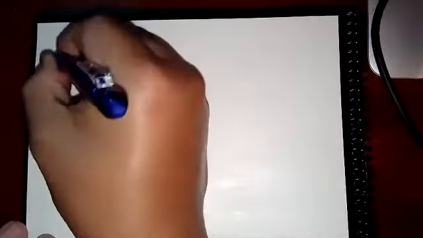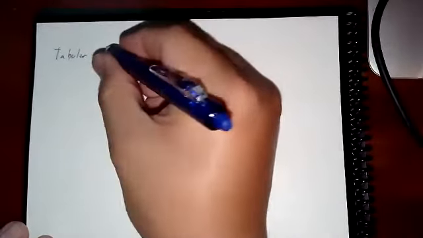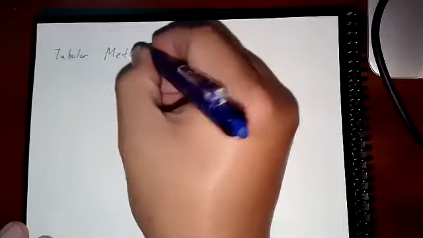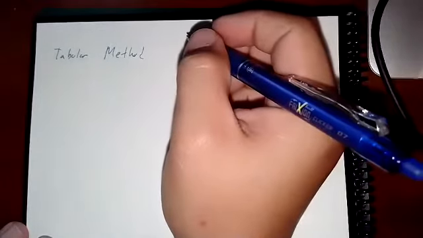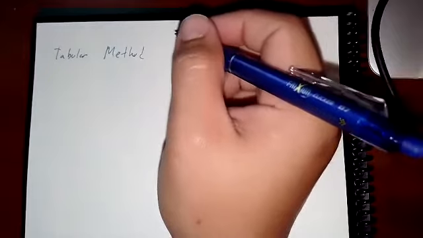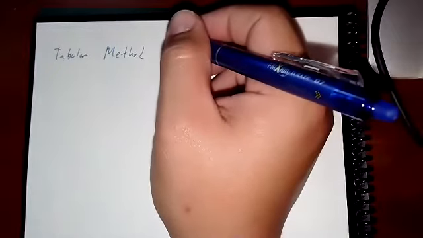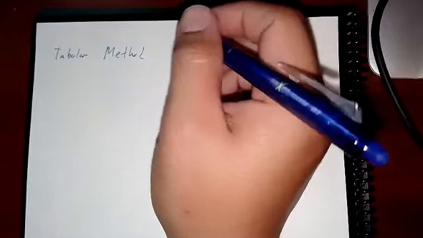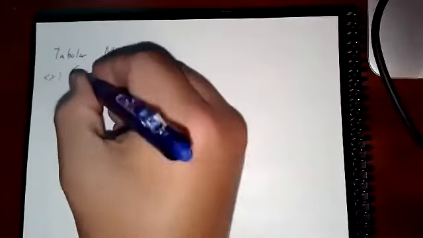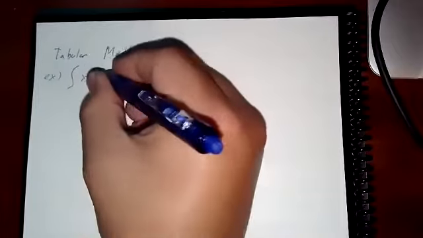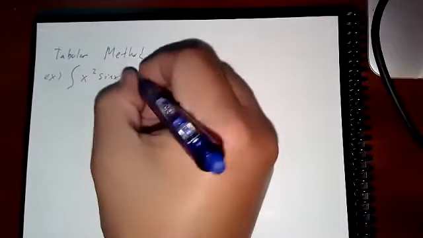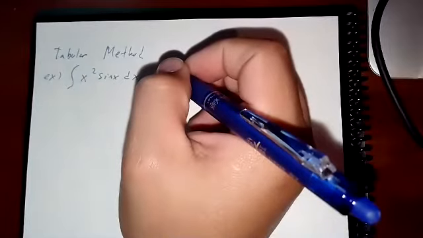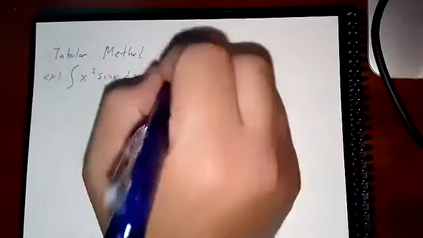There's this thing called the tabular method that basically makes this a shortcut. When you have high powers that are going to keep on repeating, you want to use this formula. For example, the integral of x squared sine x dx. It's actually going to repeat itself over and over again.